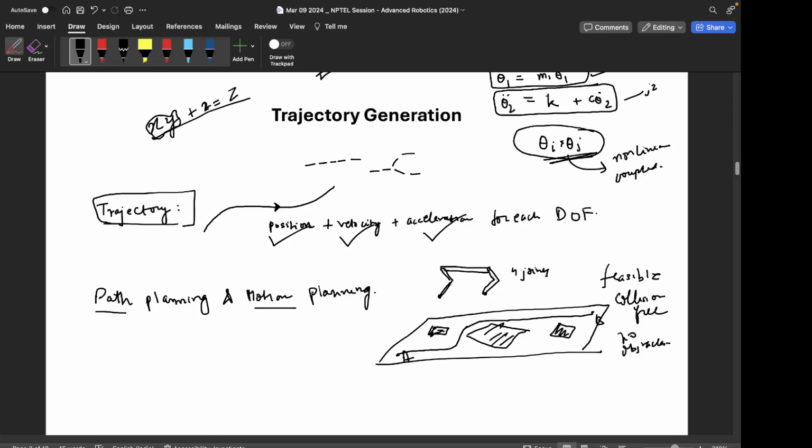So we start from path planning, and somewhere we transition in between to starting to think about how to move the actual robot on this path, and then we say that we have now shifted towards motion planning.